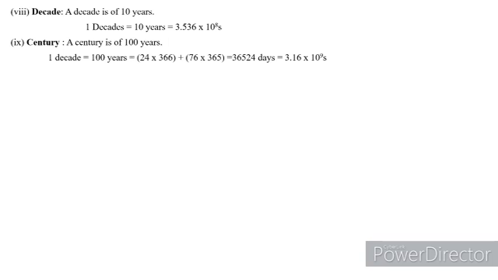You see, we are just giving how many seconds it would be. A decade is 3.156 into 10 raised to 8 seconds, and a century is 3.16 into 10 raised to 9 seconds. That is just like math, but we need to understand what a decade and a century are.